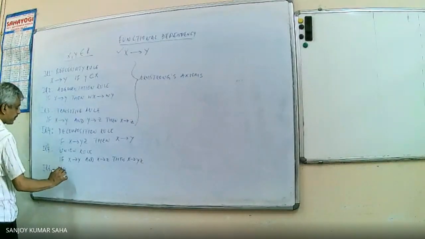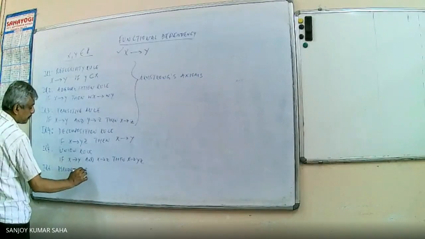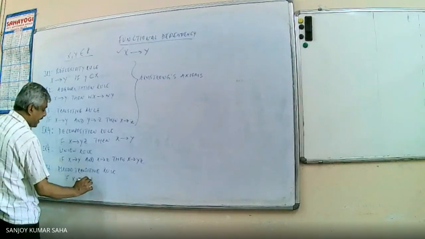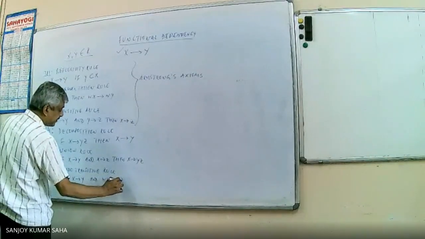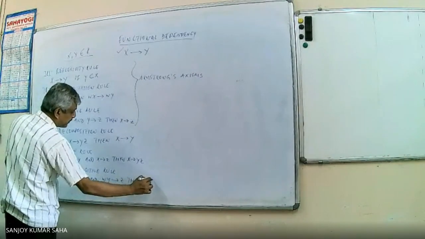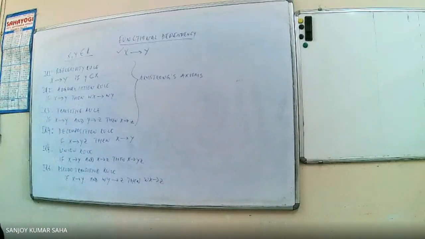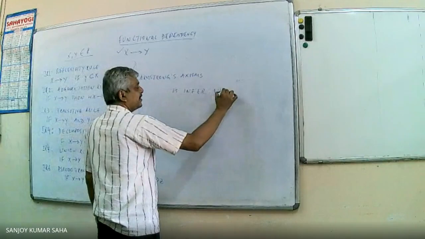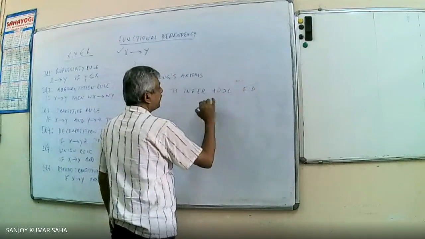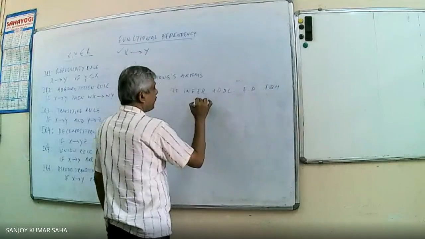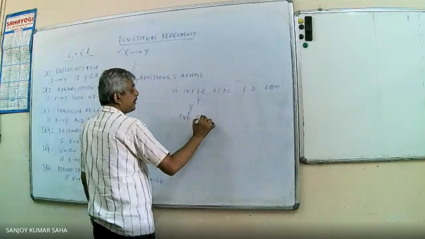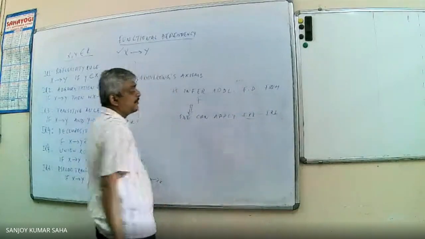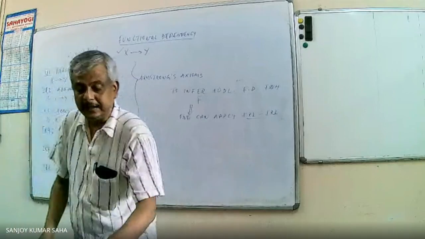IR6, pseudo-transitive rule. If X implies Y and WY implies Z, then WX implies Z. Now, to infer additional functional dependencies from the set F, one can apply IR1 to IR6. These inference rules we can apply to infer other functional dependencies.